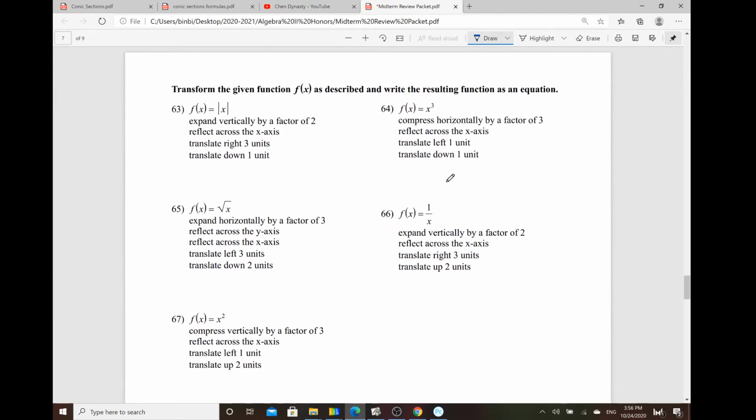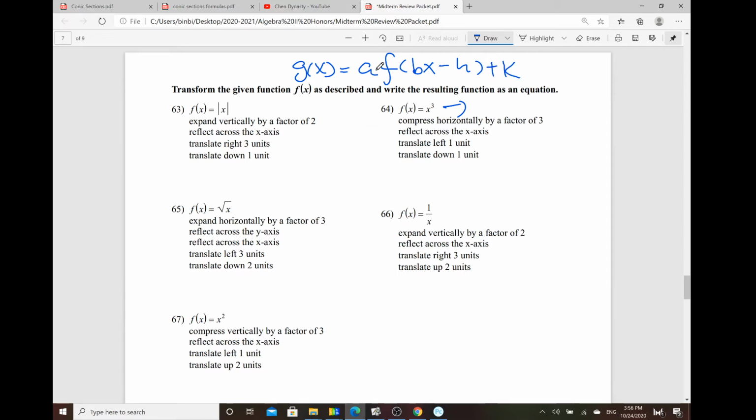And now let's talk about transformation. Transform the given function f of x as described and write the resulting function as an equation. In any kind of transformation, the parent function is always given. For the transformation, you can always put it in this form: g of x equals a times f of b times x minus h, and then the whole quantity plus k.